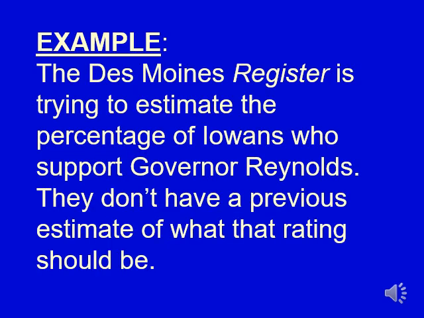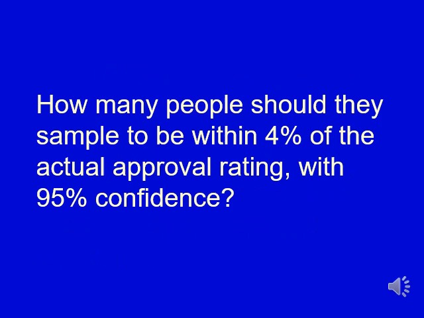Another example here: the Des Moines Register is trying to estimate the percentage of Iowans who support Governor Reynolds. They don't have a previous estimate of what that rating should be. Again, the idea here is since I don't have a previous estimate, we're just going to use 50-50 for the p and q. How many people should they sample to be within 4% of the actual approval rating with 95% confidence?